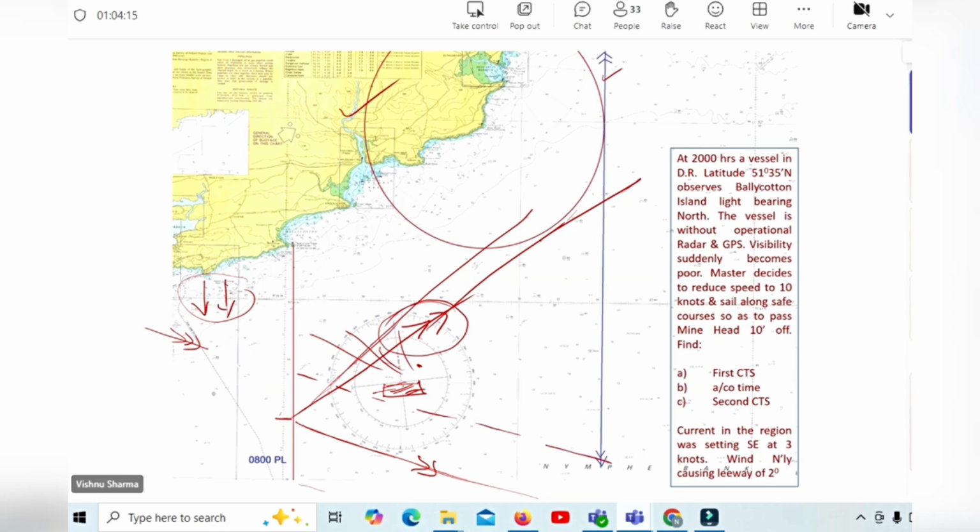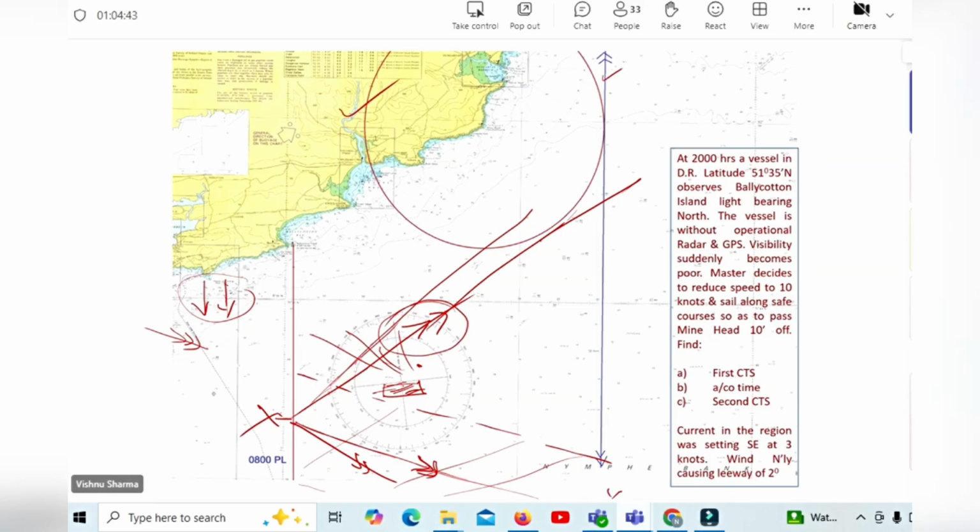Make sure that this zone is safe. And then this becomes my first CMG. Now in this case, everybody is going to get a different answer. Everybody will get a different first CTS and alteration time. Why? Because somebody will draw like this, another person will draw like this. The courses would change. So don't worry, you have to stick to your own plot.